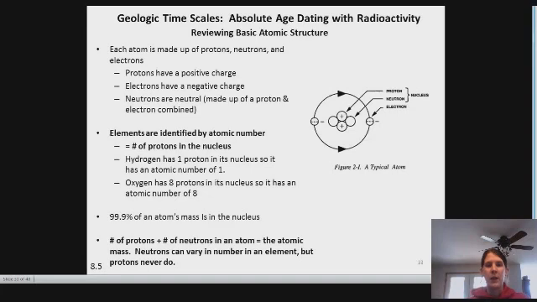Elements are identified by their atomic number. The number of protons in the nucleus is where we get the atomic number. Hydrogen has 1 proton in its nucleus, so it has an atomic number of 1. Oxygen has 8 protons in its nucleus, so it has an atomic number of 8. 99.9% of an atom's mass is in the nucleus. The number of protons and the number of neutrons in an atom give you the atomic mass. Neutrons can vary in number in an element, but protons never do.